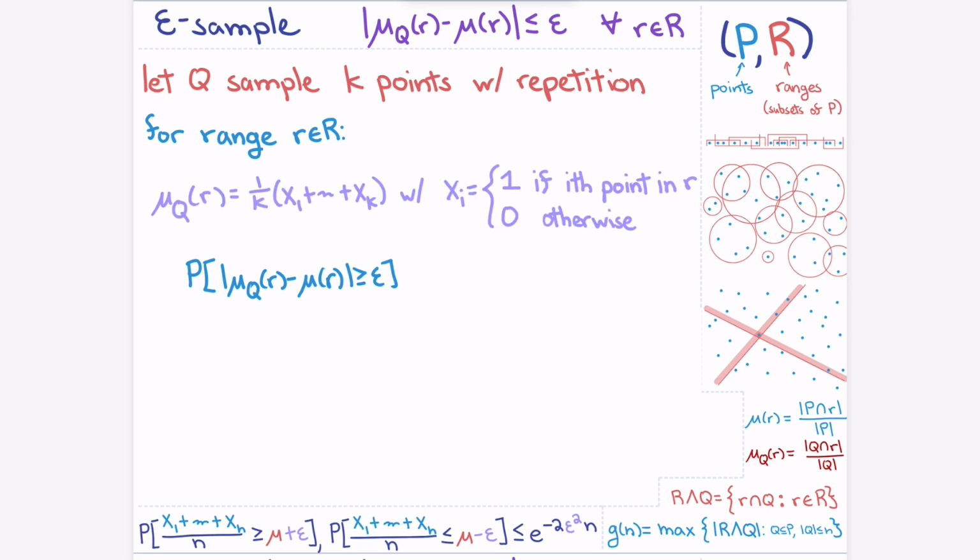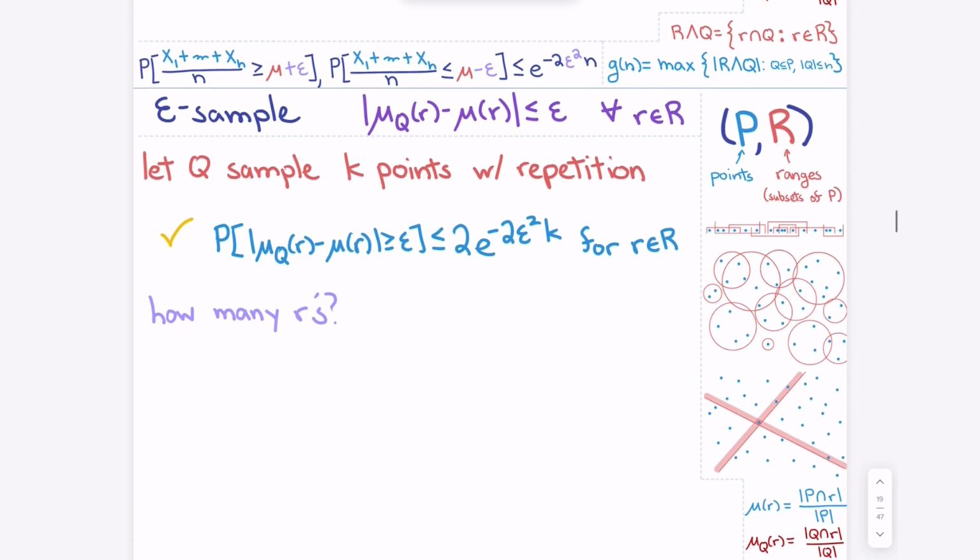Okay, so if we just write out what mu Q is, and we start applying this, all I've done is expand out. If we apply the additive Chernoff bound directly, it's 2 because it's the absolute value. So I'm taking the union bound of being bigger by epsilon and smaller by epsilon. Okay, so this is just applying the additive Chernoff bound.